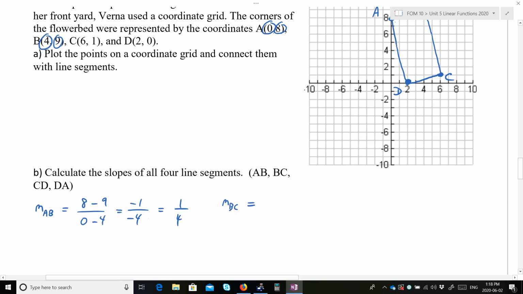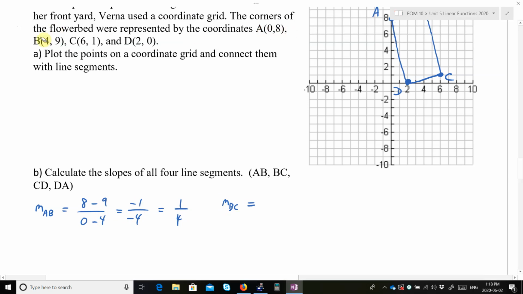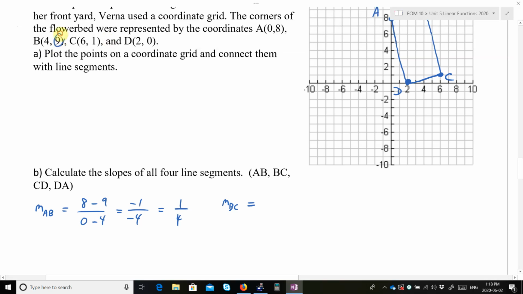The slope of BC is... So now I'm using the points B and C. Y2 minus Y1 over X2 minus X1. 8 over negative 2, which is negative 4.